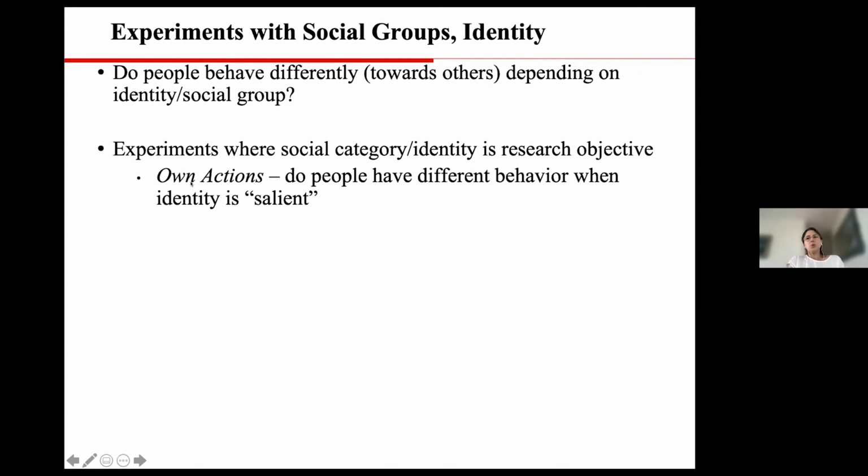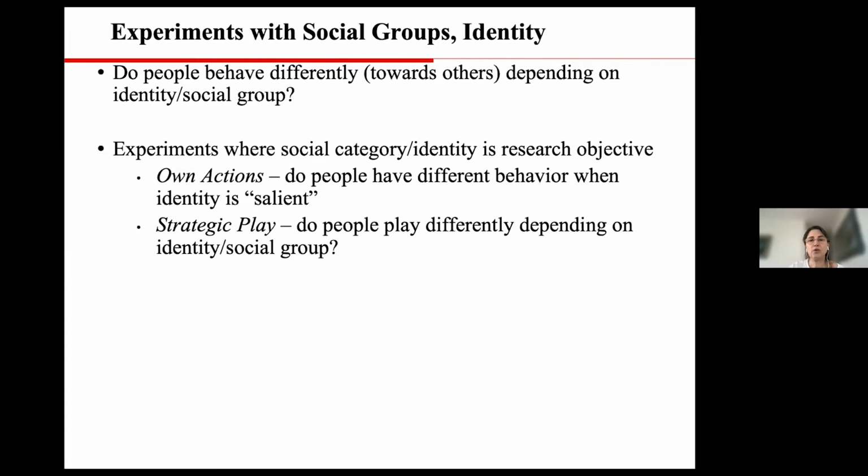So what I want to give you is first an overview, but then some specifics of one of my own experiments, where the variation is the social identity or the social category. There are going to be treatments where people make decisions about whether or not somebody is in their group. We'll look at experiments where people's own actions are possibly different when their identity is salient. There are also experiments where people play strategically differently when their opponent or counterpart is in a different or similar social group.